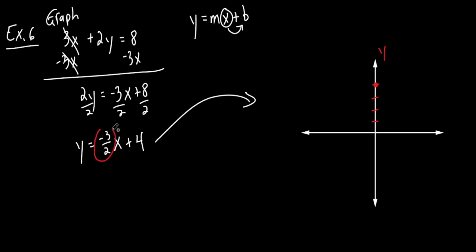What is this thing right here? That's my slope, isn't it? So what am I going to do? It's rise over run. What is the rise? Negative 3. What's the run? Positive 2. Now you could do it this way. You might have said 3 over negative 2. Is that the same thing?